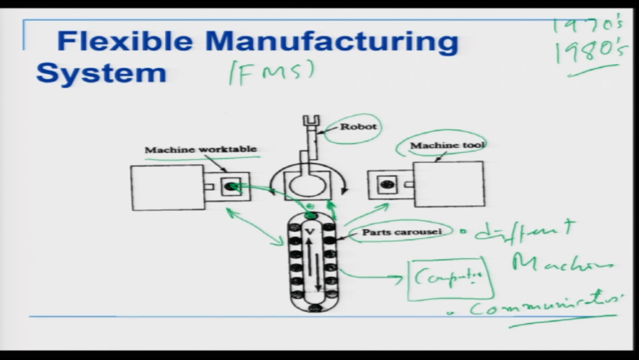After the robot picks it up, it has to again inform the parts carousel that I have picked it up, so the parts carousel can start again. The carousel starts rotating and the next part comes there. The robot has to wait for the next part. Again the carousel informs the robot that the next part has come, the robot picks up this part, puts it there, and informs the carousel that the part has been taken up.